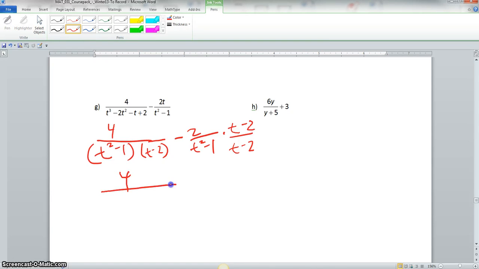So we have 4 over t squared minus 1 over t minus 2 minus, in our numerator, we have 2t minus 4 all over t squared minus 1 and t minus 2.